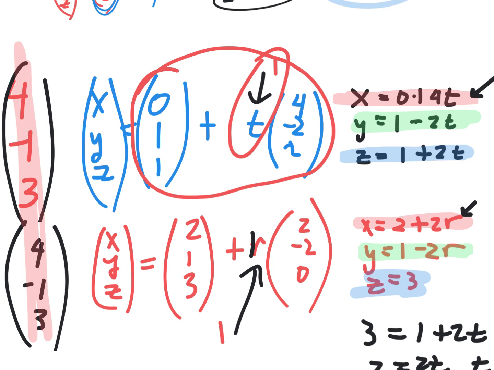All right, that's all I got for you for today. These met at time 1, and they collided at 4, negative 1, 3.